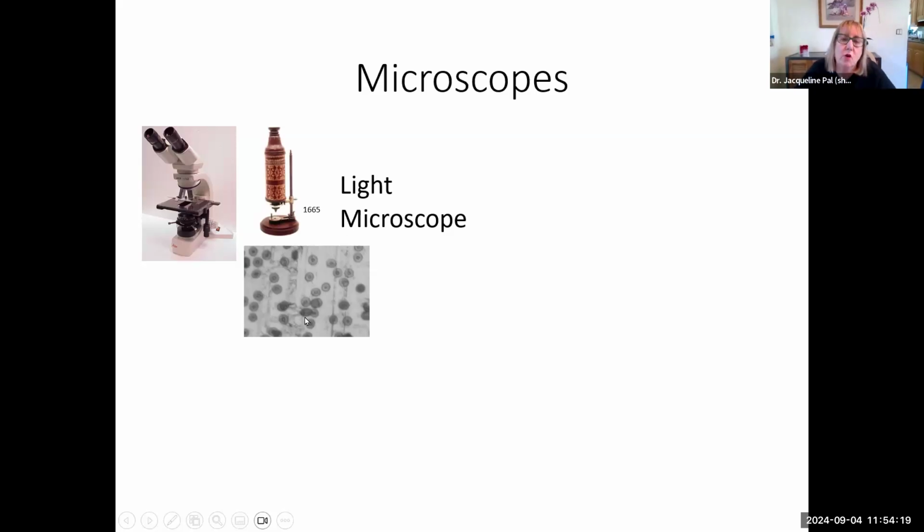And so light microscopes allow us to magnify things from a low of about 4 times magnification, about the same thing you can do with a magnifying glass, to a maximum of 1,000 times magnification.